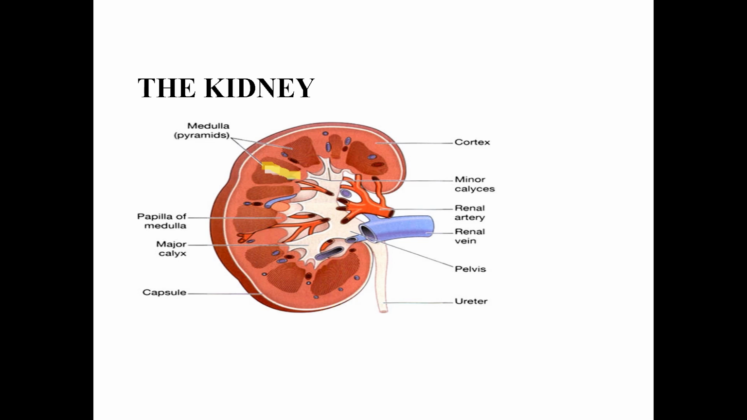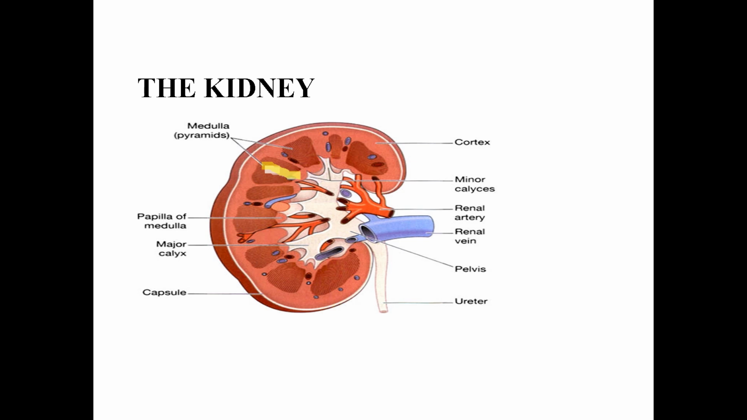Other structures we can talk of are these structures appearing like a cup. These structures are known as the calyces. These calyces collect urine and deposit urine in the renal pelvis. But the calyces are divided into two. We have what we are calling the minor calyces and the major calyces.